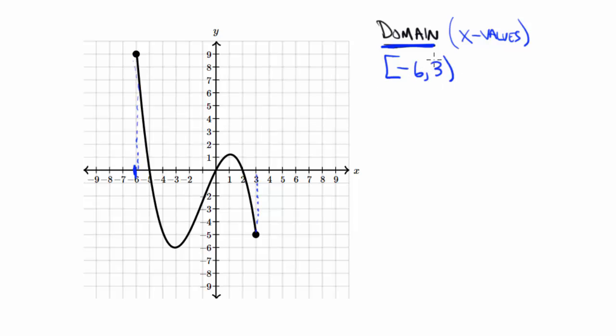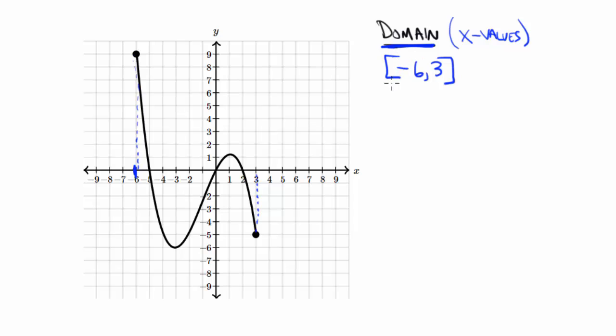And we have closed circles on each side, which means that it is inclusive of these points. So the point (3, -5), for example, is on the graph. If it was an open circle, it would mean that the graph contains all the points just up to that point, to the point (3, -5), but it does not include that point. Great, so that's the domain.